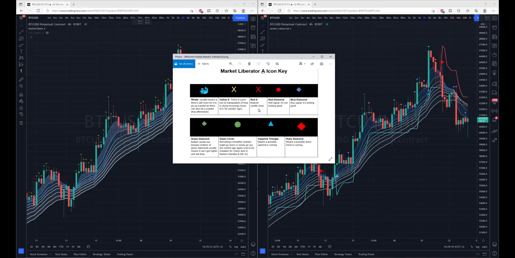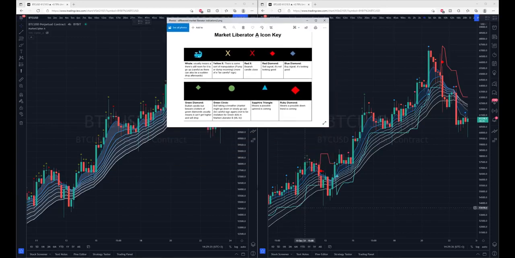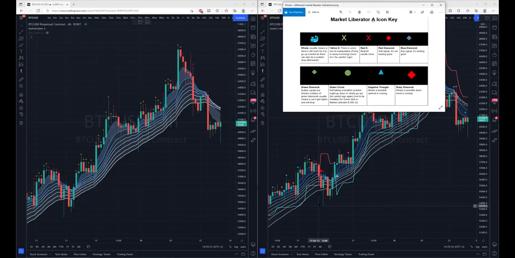Red X, bearish candle close. Now, the weird thing I found was this bullish long-tailed candle here just has a red X on it. So thought that was strange. Some red X's that we can see right here makes more sense with that one. If we try and compare these symbols to the Market Cipher, looks like we get the red X on the Market Cipher on this candle. We don't get a red X on this bullish candle here, which is good. Don't want to be shorting a candle like that.